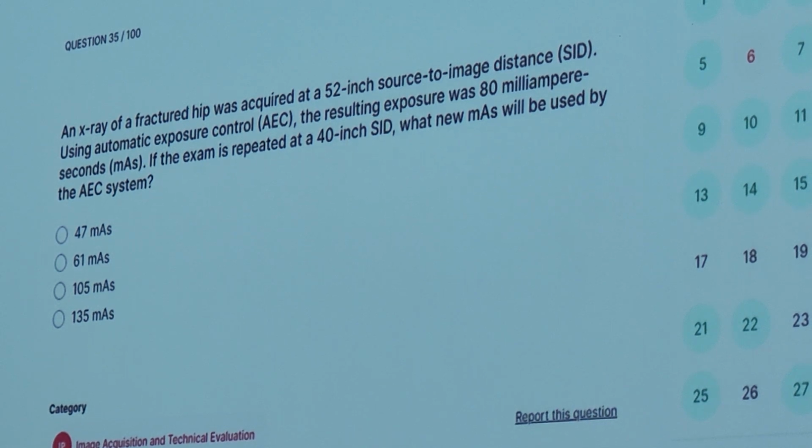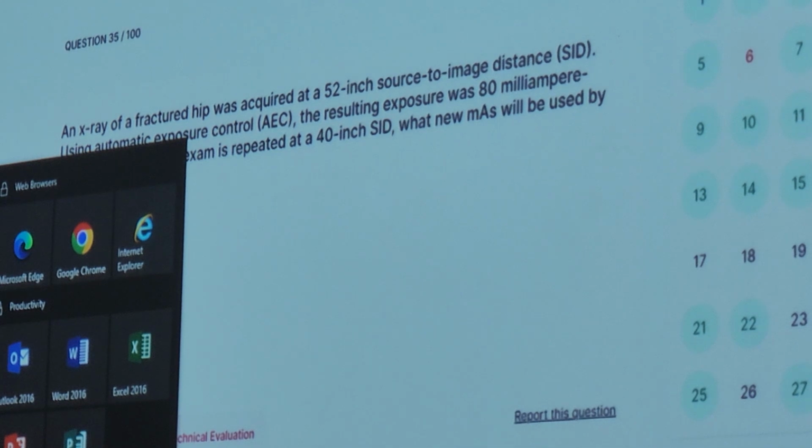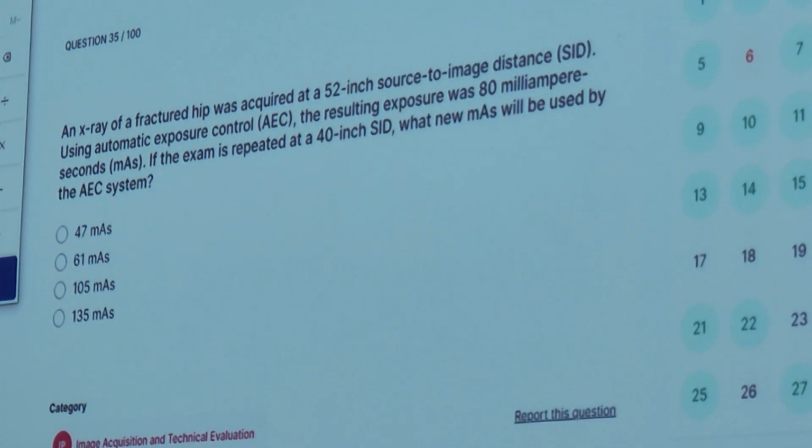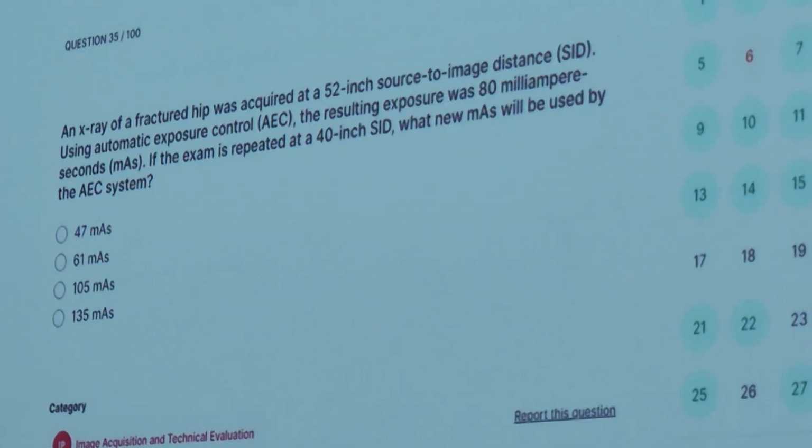This is an x-ray of a fractured hip. It was acquired at a 52 inch SID using the AEC. The resulting exposure was 80 mAs. If the exam is repeated at a 40 inch SID, what new mAs will be used by the AEC system? Right now the only thing you need to know about AEC is that AEC helps to maintain intensity. So this is going to be the direct square law. So tell me what to stick into the calculator here. So it'd be mAs one over the mAs that we don't have equals 52 squared over 40 squared. All right.